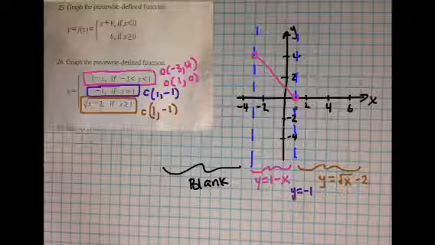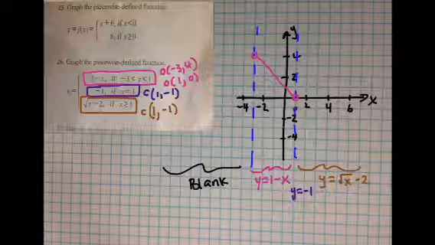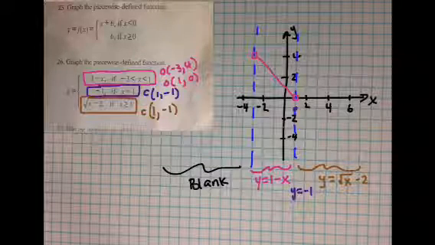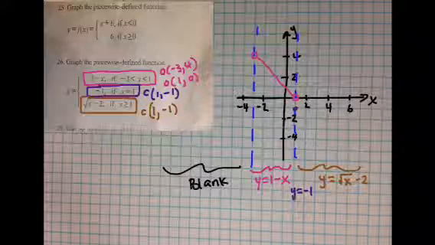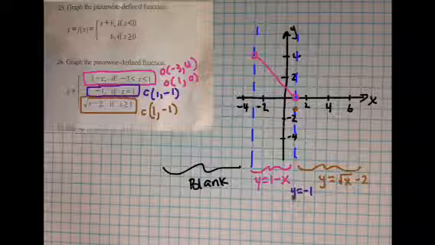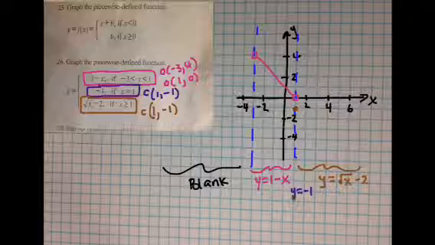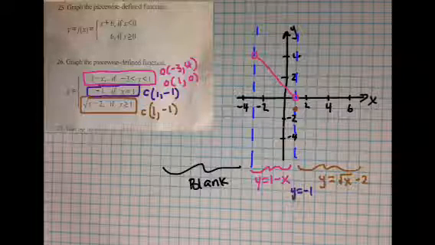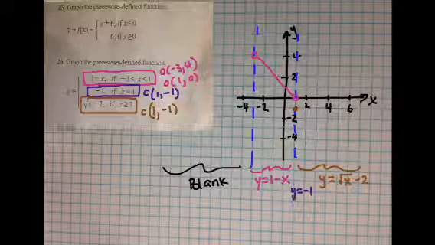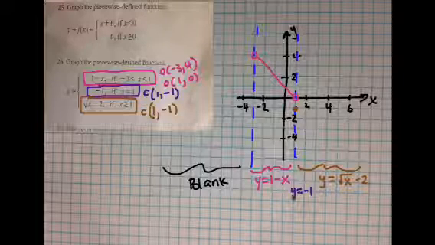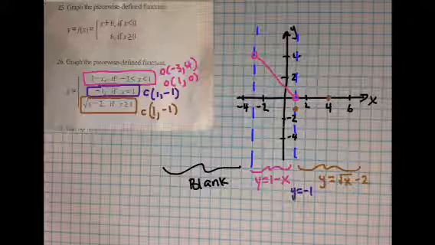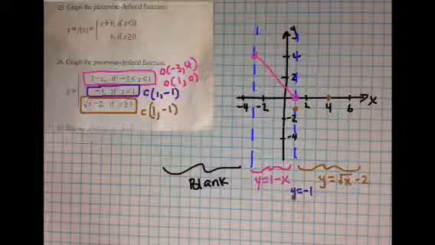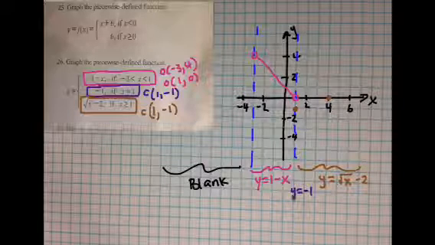For the last piece, it's a square root function, so it's like a half sideways parabola. Right now I only have the point 1, negative 1, which overlaps with this one right here. So I just pick other numbers for x. Let's say 4. If x is 4, square root is 2, 2 minus 2 is 0. If x is 9, square root of 9 is 3, 3 minus 2 is 1. So 9, 1 would be right about here.